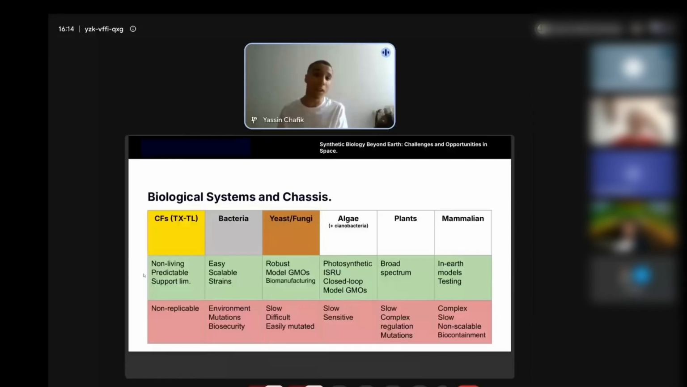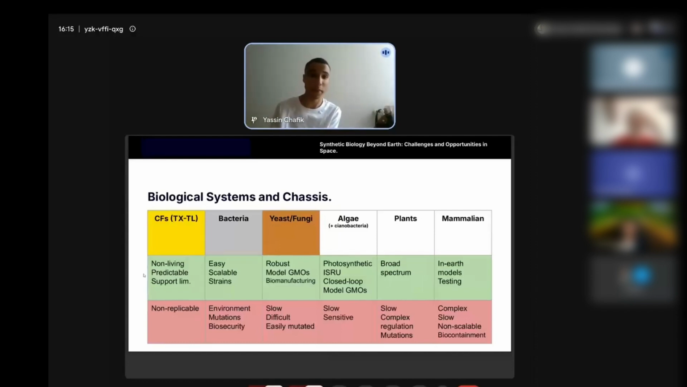They are super predictable. It has been seen that the coefficient of determination in experiments with cell-free systems is super close to 1, and as we are going to see afterwards with mammalian cells, when we are working in space it is not close at all to 1. We are ranging between 0.6 and 0.8 in R squared, while cell-free systems are very close to 1. And the support that you need is very limited. The bad thing about cell-free systems is that the replicability is very, very low.